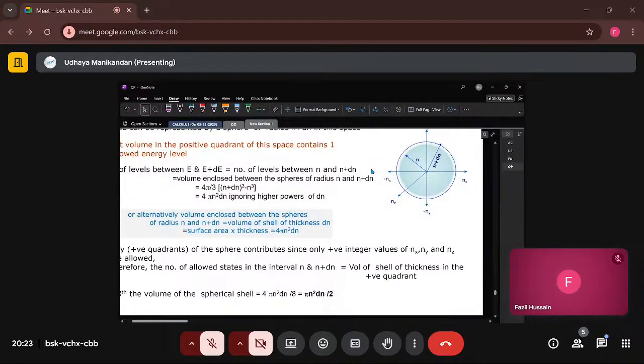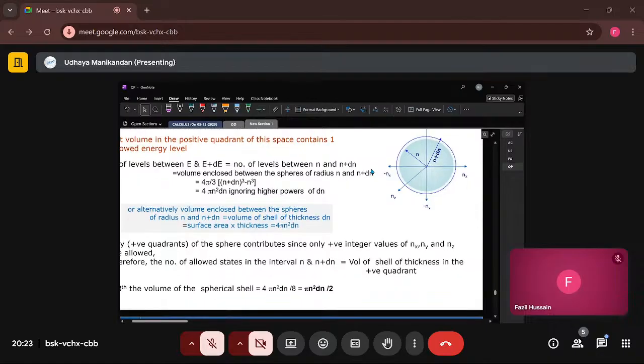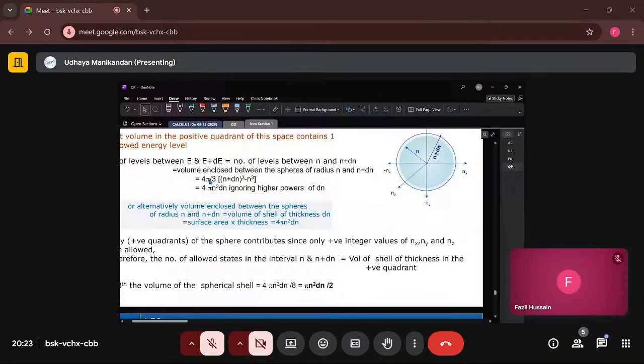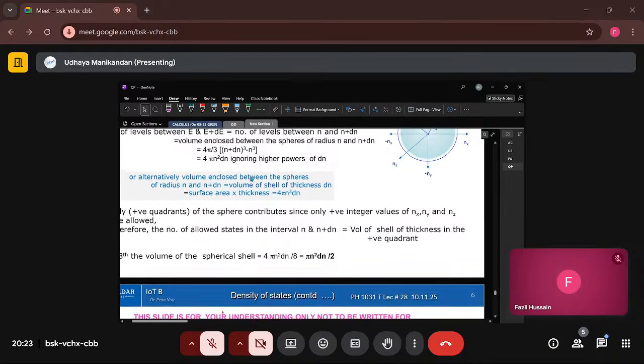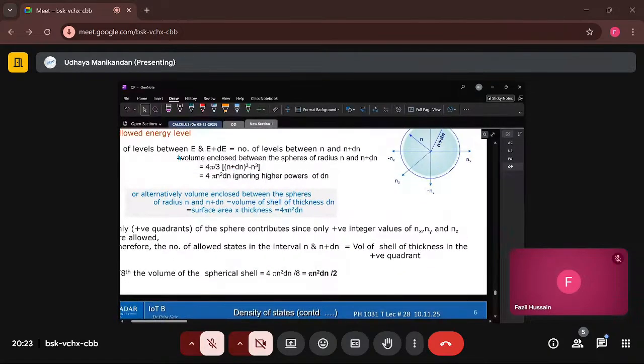You know that a sphere's volume is nothing but 4 by 3 pi r cube, right? So we can just take 4 by 3 pi into r cube. What is the outer one? It is n plus dn whole cube. This is a spherical shell, you remember? This n plus dn is the whole thing, and n cube is the interior. That gap, right? n plus dn whole cube minus n cube. So you got this expression, and you can just simplify it.